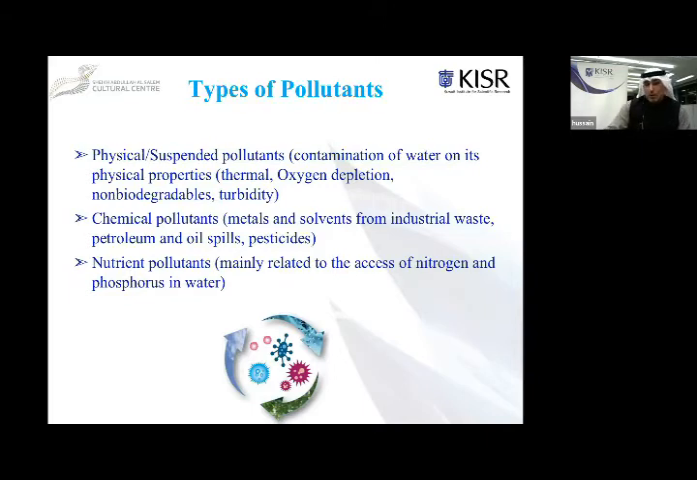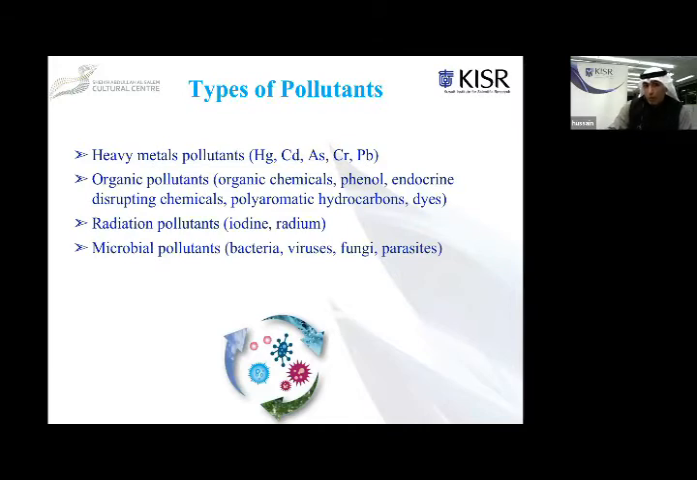The second category is the chemical pollutant. They are presented by metals, solvents from industrial wastewater, petroleum and oil spills from tankers or cargo ships, or pesticides. The third category is the nutrient pollutant, mainly represented by nitrogen and phosphorus in water. The following one is the heavy metal pollutant, represented by different heavy metals such as mercury, cadmium, arsenic, and ozone.